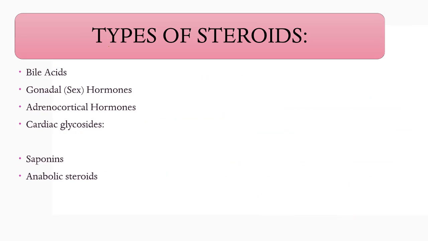Types of steroids also include bile acids. These bile acids are types of steroids, like glycocholic acid and taurocholic acid.